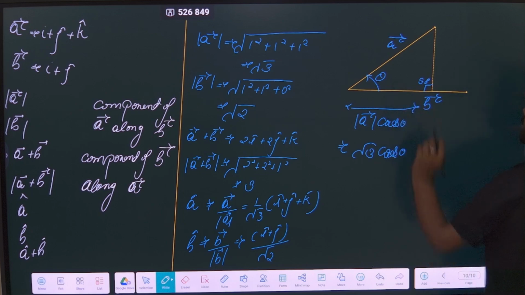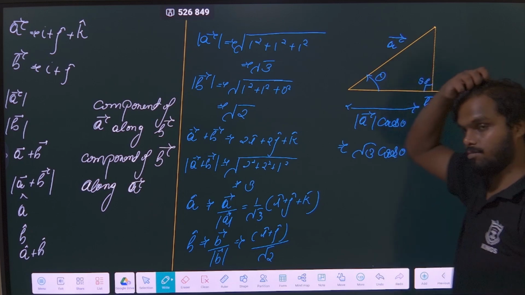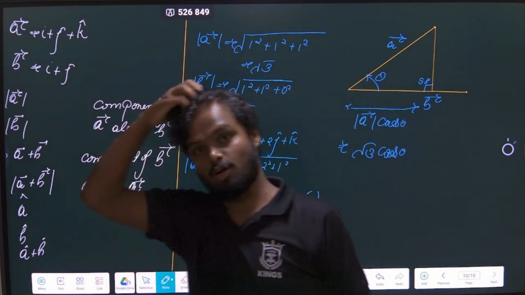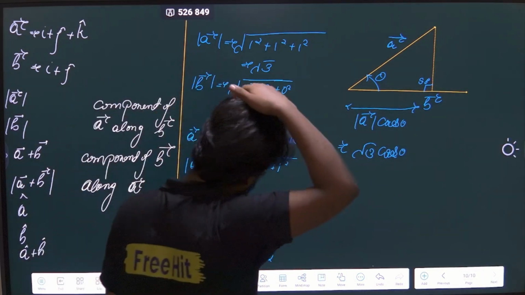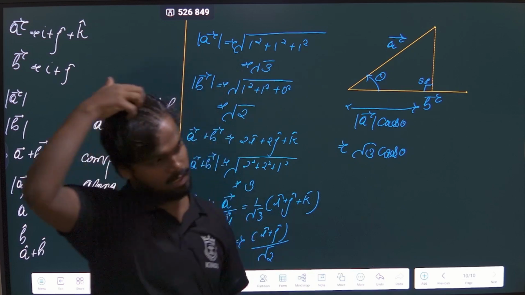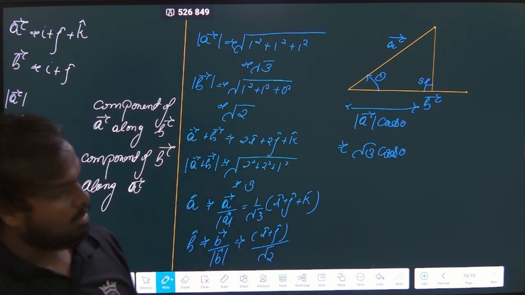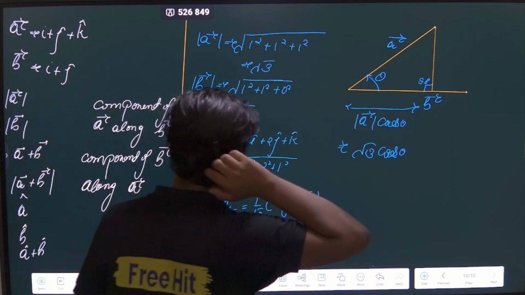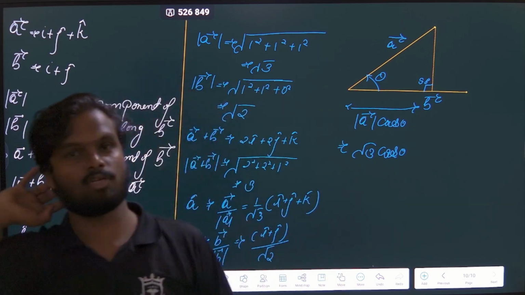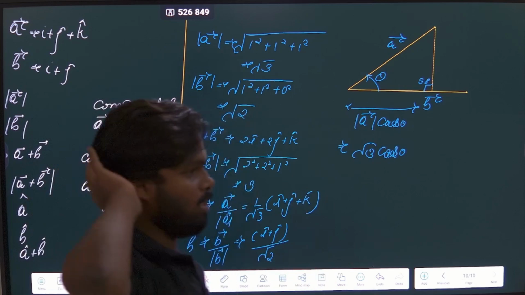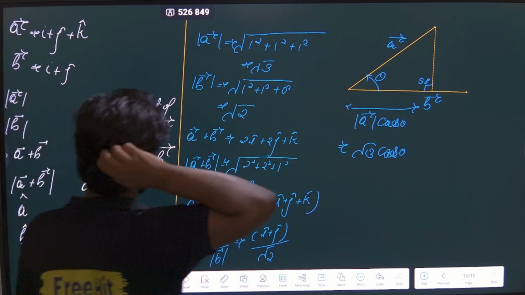That is the angle between these two. How will you find this theta? That is the question. Is there any way to calculate that theta? Do you know how to calculate this theta? The answer is, sir, from what you have taught till now, we cannot calculate theta. Okay. So then how will you calculate?